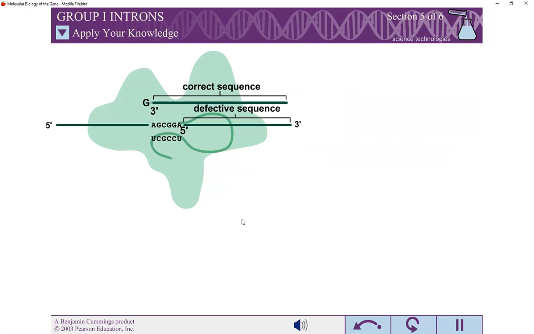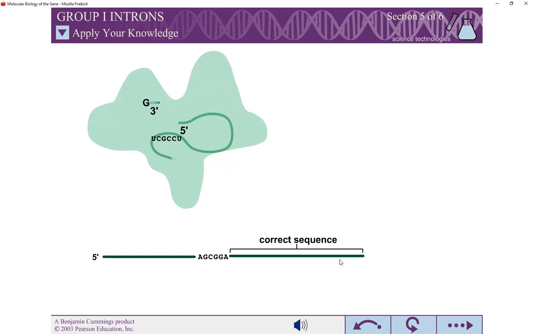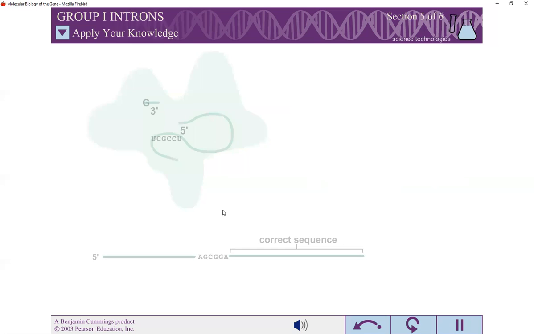See this defective RNA molecule, it will bind here. The defective part would be removed and the correct sequence will be ligated together. This is the correct sequence that has been obtained. So this is how you can obtain the correct sequences. I know these questions are tough, but try to solve them. Look at the recorded version of the lecture once again and you will get the correct answers.